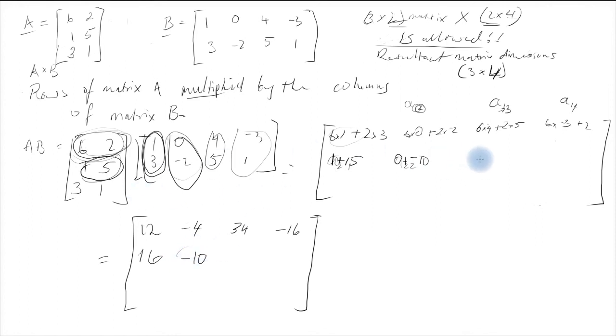Next up, this is our A2,3. So second row, third column. 1 times 4 is 4. 5 times 5 is 25. 4 plus 25 is 29. Okay, last off, it's going to be the second row again, and fourth column now. 1 times minus 3, and 5 times 1. Minus 3 plus 5 is plus 2.